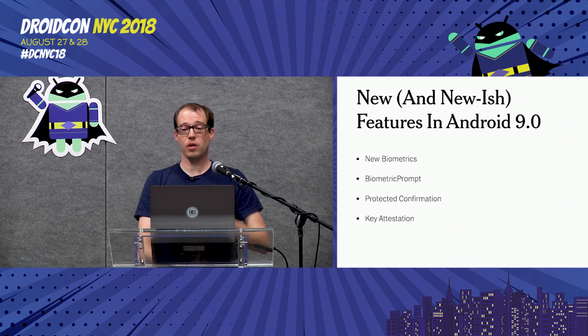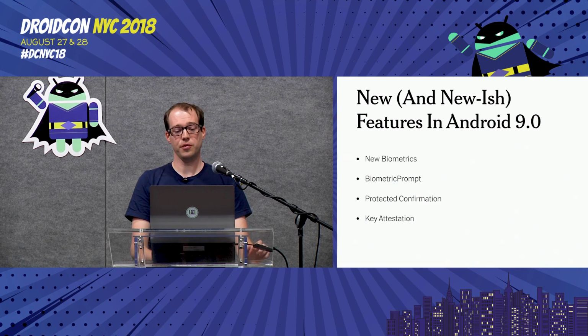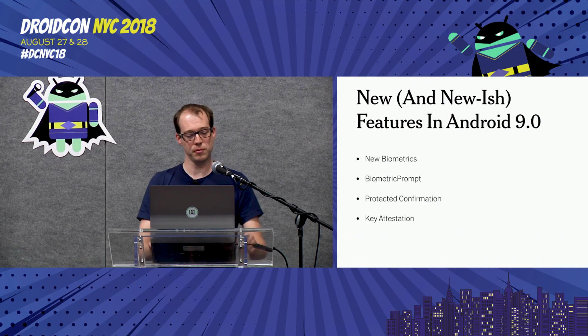So we're going to go over some of the new and new-to-you features in Android 9. Some of these include new support for new biometrics. There's a new prompt for getting biometric authentication from your user. And there's also a new feature called protected confirmation that lets you provide the user an opportunity to authorize sort of high-risk, high-stakes transactions. And we'll talk about what that means in a few.